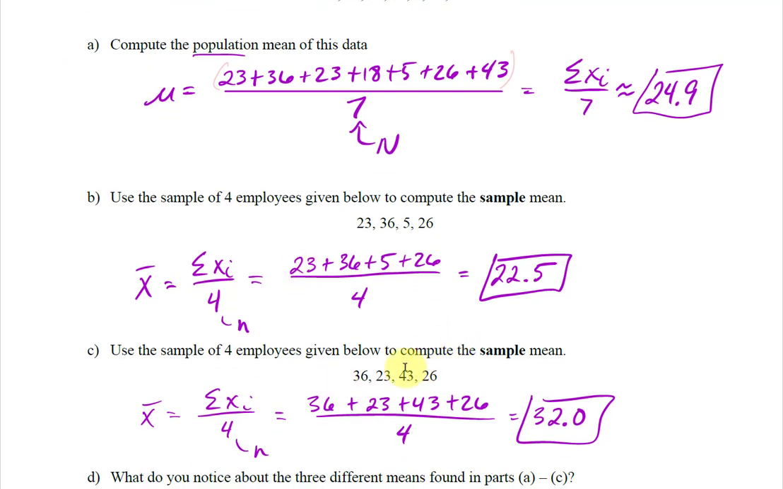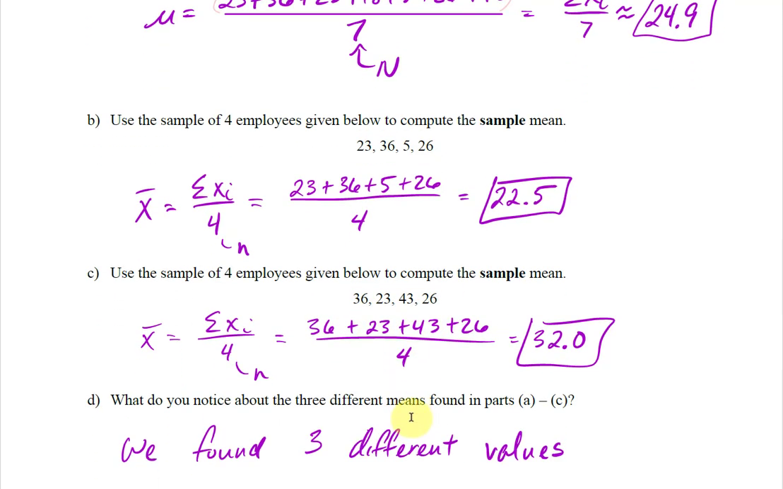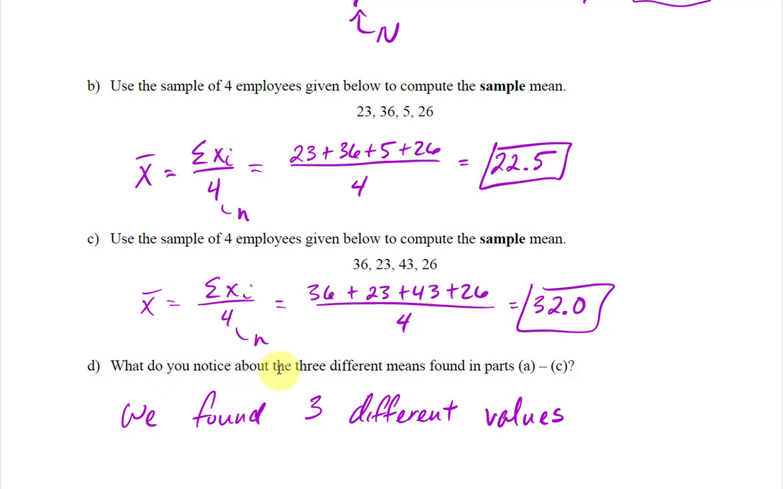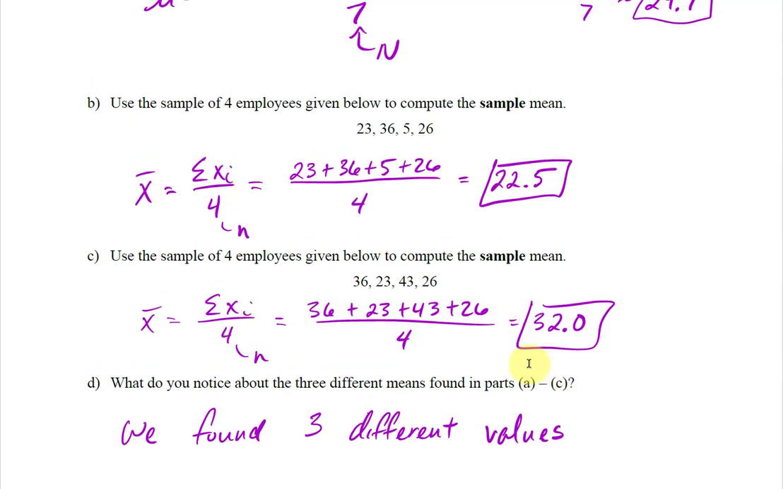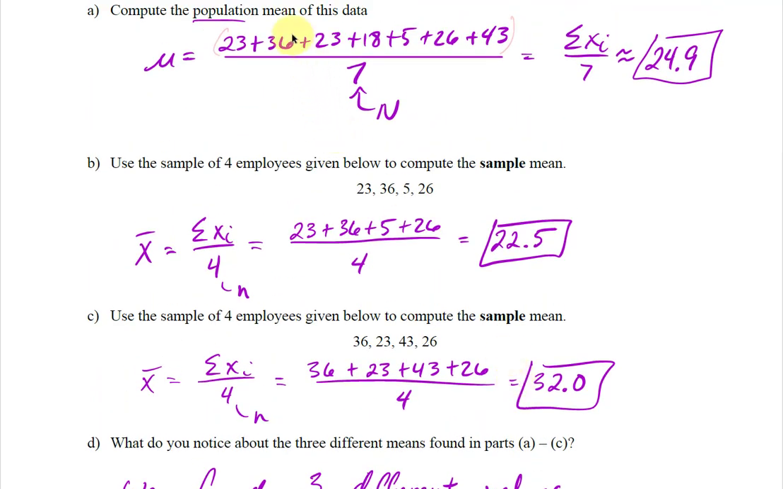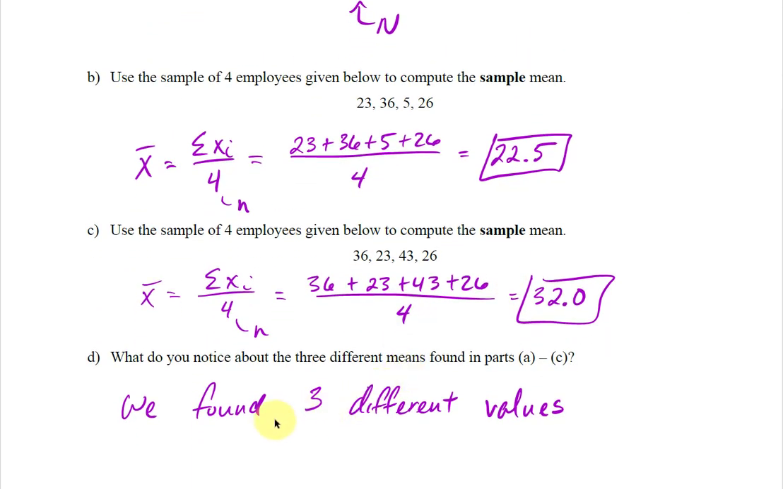And then another example: use a different sample of 4 employees given below to compute the sample mean again. We have 4 different data points. We add all of them together and then divide by 4. What do you notice about the 3 different means found in parts A to C? Again, because we are using 3 different sets of data, we found 3 different values, of course.